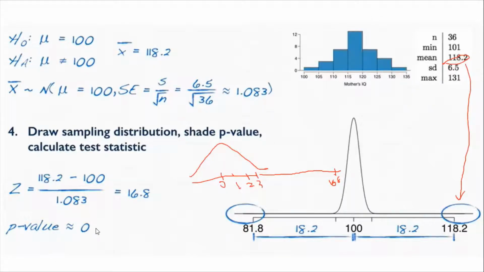When you use R, you will see that we get 0.000 something. So anyway, we will say that it's very close to 0, which is obviously less than 0.05. And you can see that it is far more than 3 standard deviations. So what does it mean? It means that, given the null hypothesis is true, the probability of getting this 118.2 is almost 0, which is not likely to be true. That's why we reject the null hypothesis.